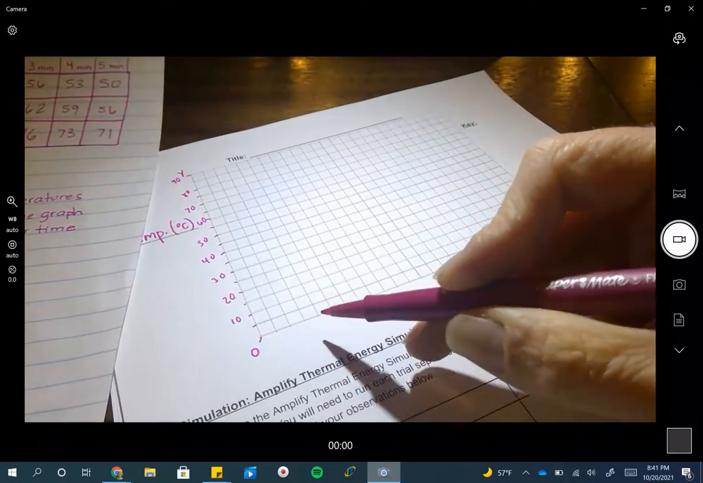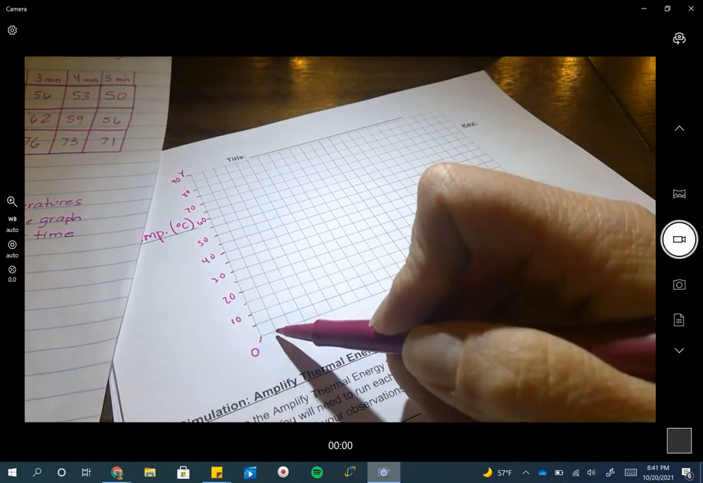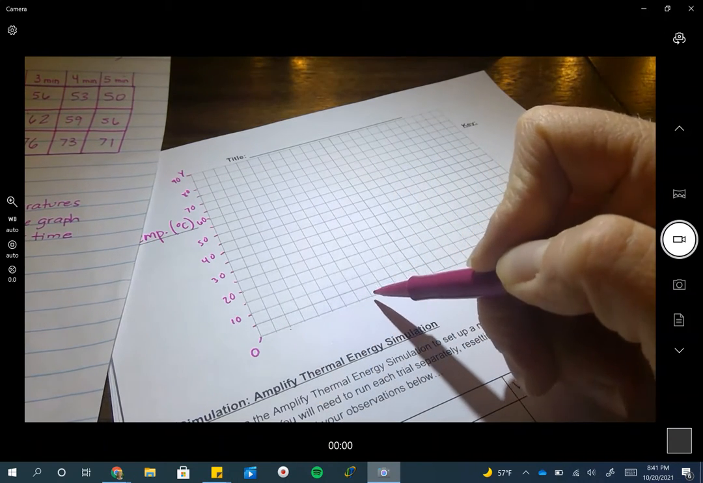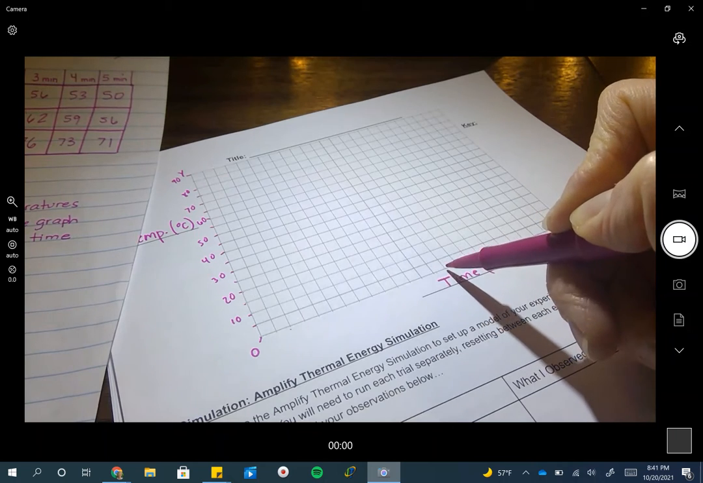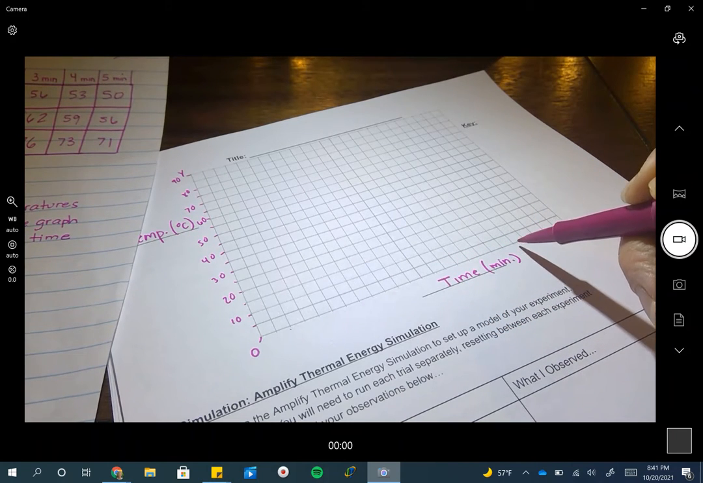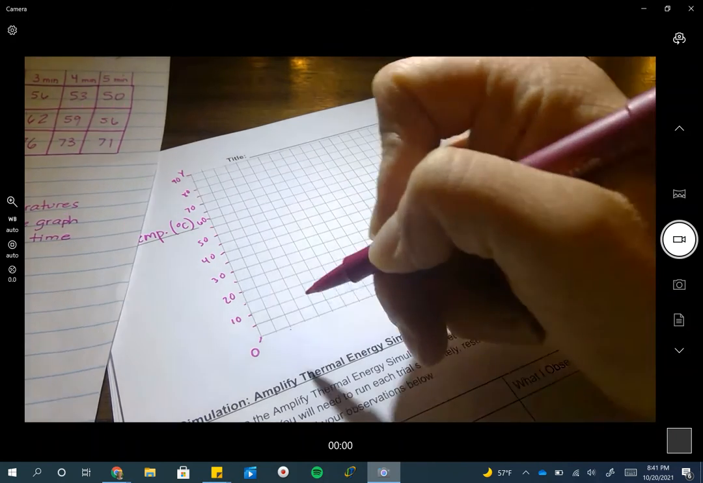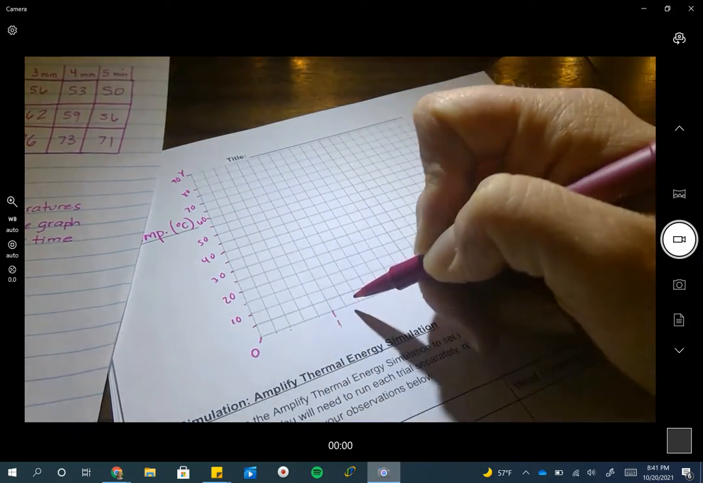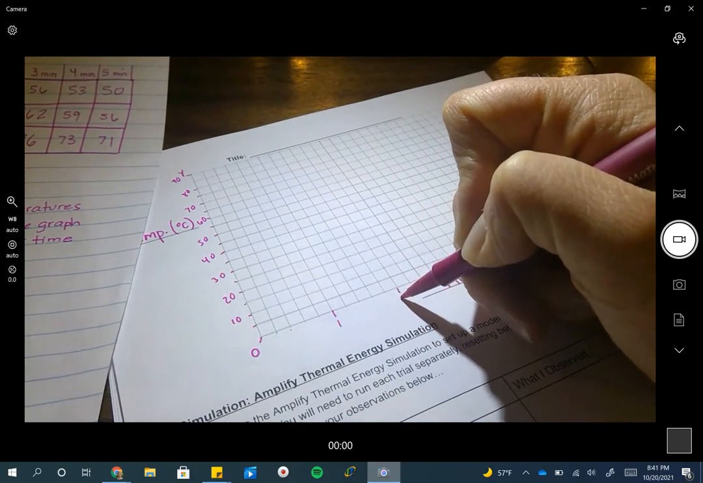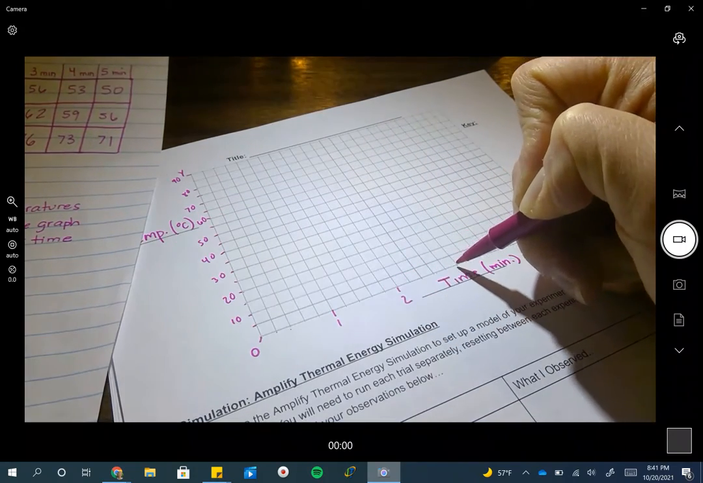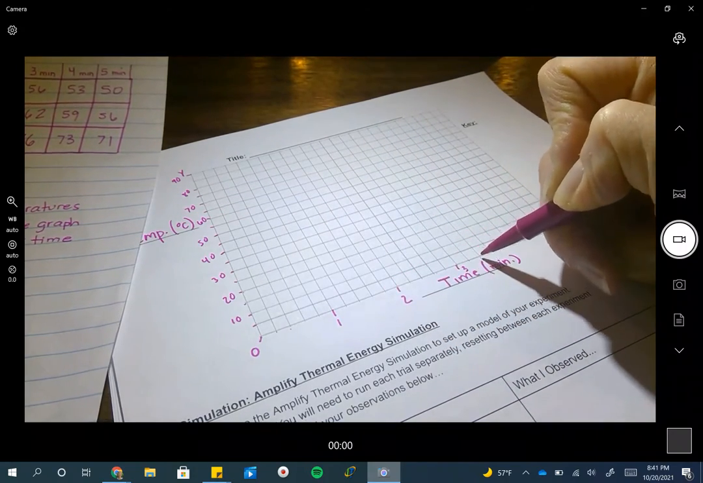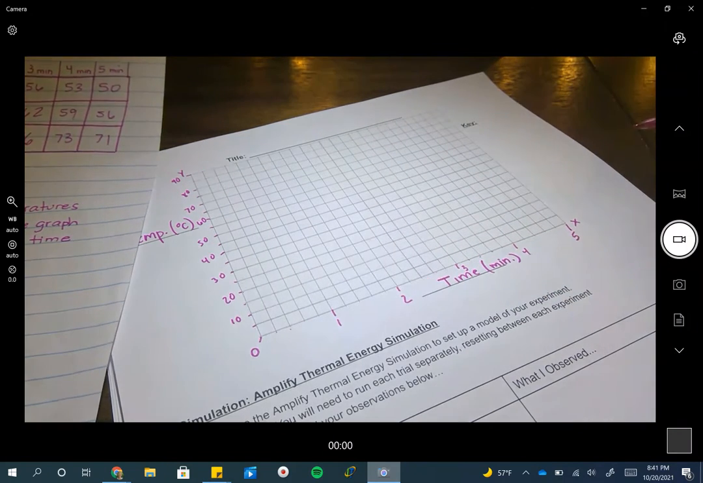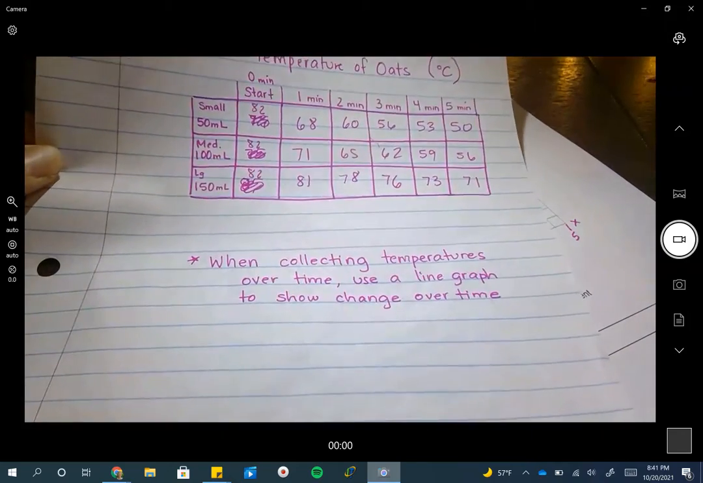And since on the bottom I went to 5 minutes, let me count these lines here. So there's 25. So every 5, I'll have a minute. So there's 1 minute, 5, 2 minutes, 1, 2, 3, 4, 5, 3 minutes, 5, 4 minutes, and then my last one is 5 minutes. So now I can plot my points.